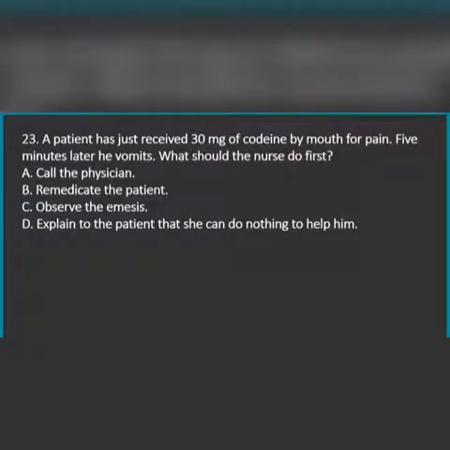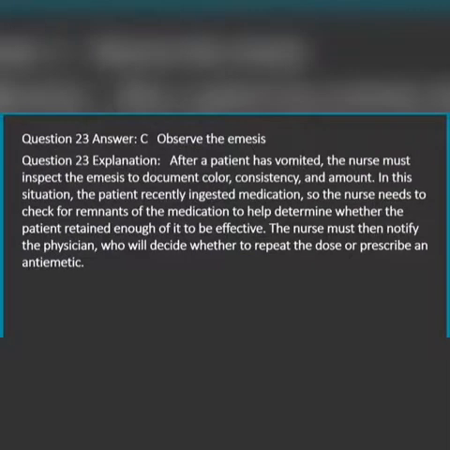Question 23. A patient has just received 30 milligrams of codeine by mouth for pain. 5 minutes later he vomits. What should the nurse do first? A. Call the physician. B. Remedicate the patient. C. Observe the emesis. D. Explain to the patient that she can do nothing to help him. Question 23. Answer: C. Observe the emesis.